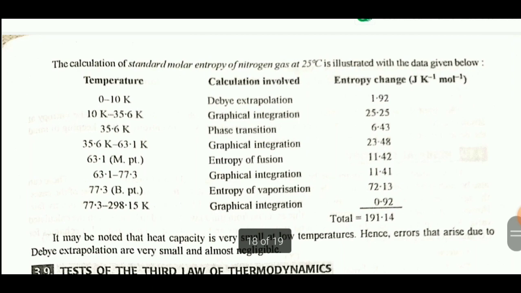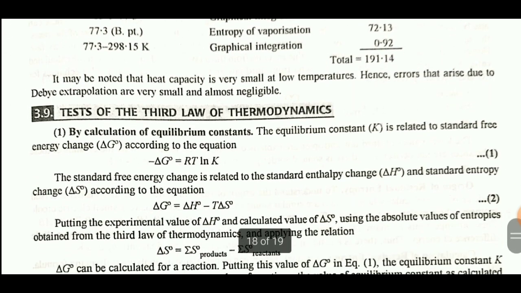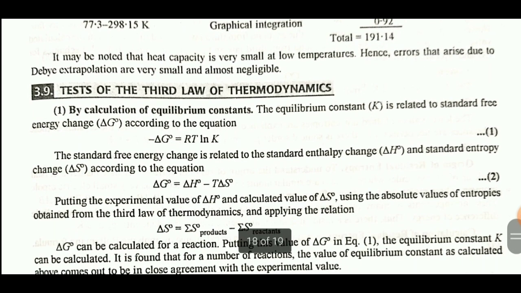The calculation of the standard molar entropy of nitrogen gas at 25 degrees Celsius is illustrated with the data given below. It may be noted that the heat capacity is very low at low temperatures. Hence, errors that arise due to Debye extrapolation are very small and almost negligible.